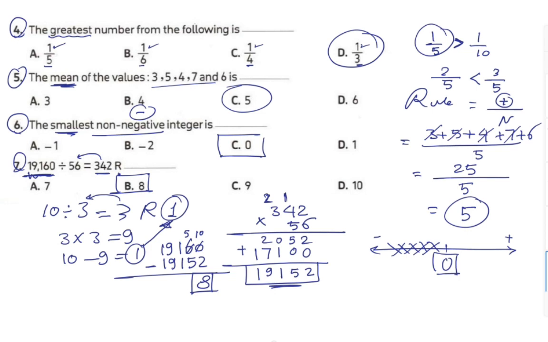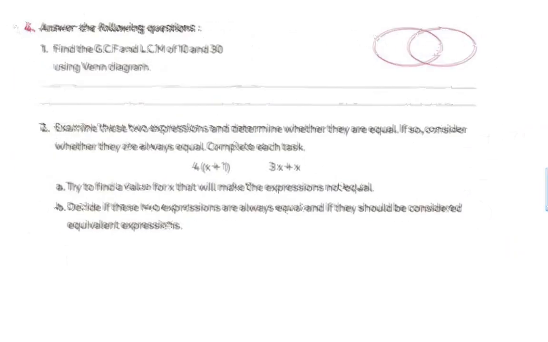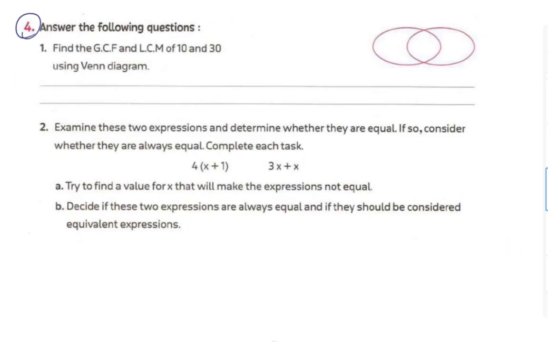Go to the 5th page of our model number 3. Let's go. Question number 4. Answer the following questions. You have question number 1. Find the GCF and LCM of 10 and 30 using a Venn diagram. You know about the Venn diagram. A Venn diagram is just two circles or two ellipses. Each ellipse is for one number. So if the first ellipse is for 10, the second ellipse is for 30.